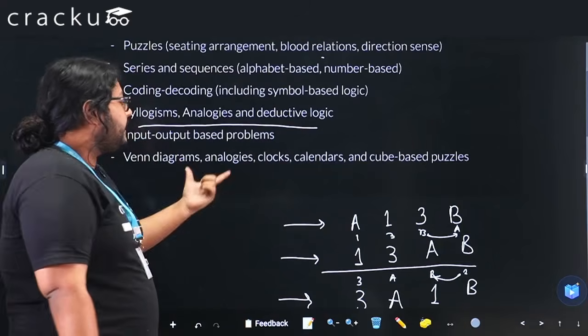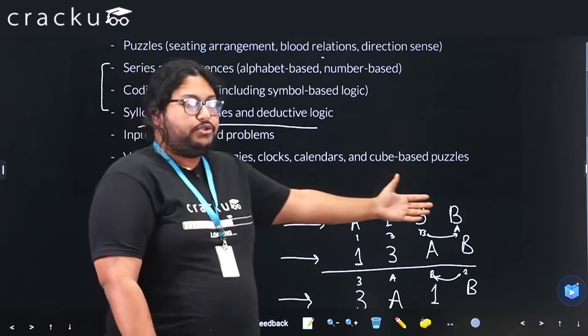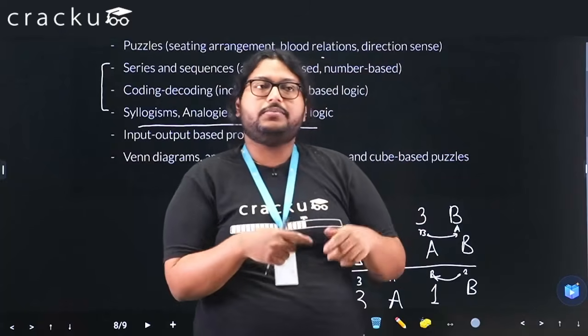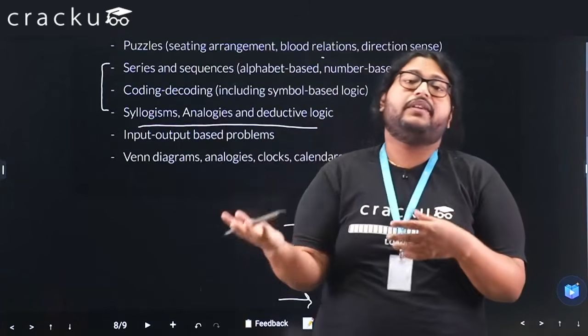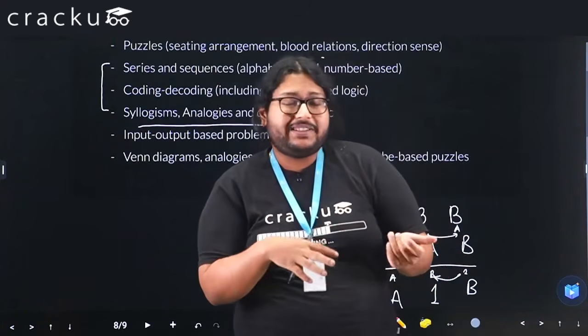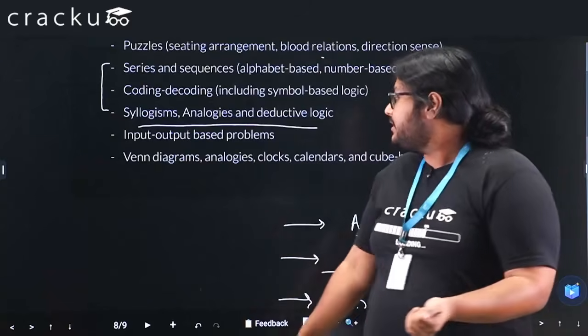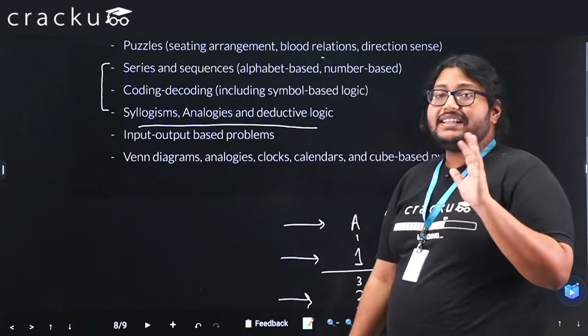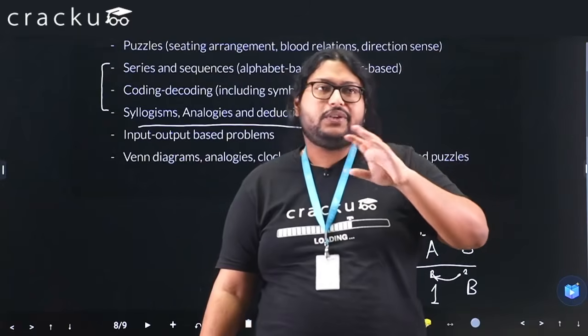And we have Venn diagrams, analogies, clocks and calendars, and cube based puzzles. Venn diagrams, so we understand, like if 30 people like coffee and 25 people like tea, then how many people like both tea and coffee, that kind of questions. Analogies, we discussed. Clocks and calendars are very favorite for them, they'll ask 1 or 2 questions every year.